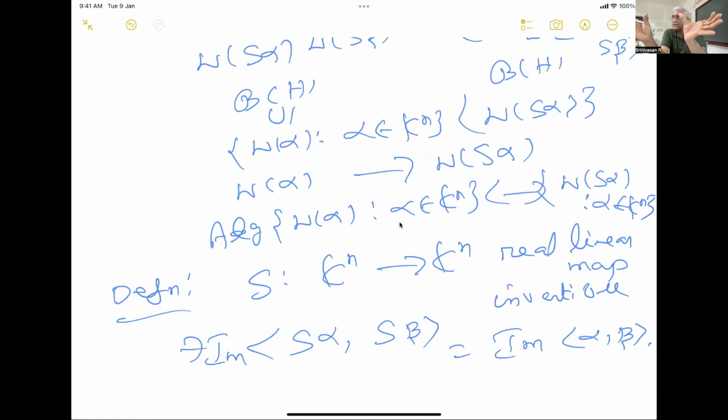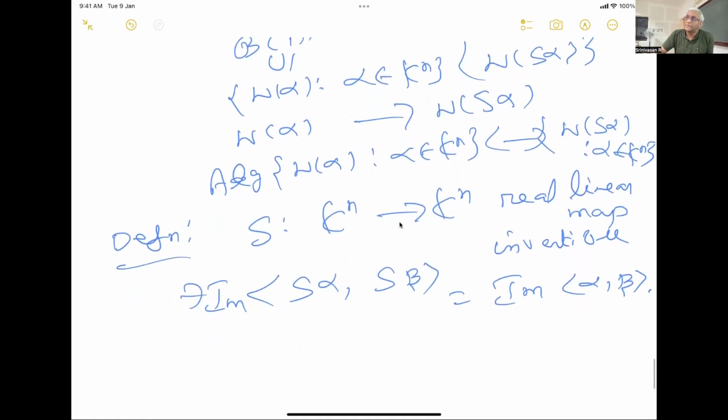That's not quite clear, but you can check. If it preserves the actual inner product, it will preserve the real part, and it will preserve the imaginary part also. You can verify it. You just have to convince yourself about that. It's true. So unitaries will satisfy this. This is what is called a symplectic isomorphism of Cn.